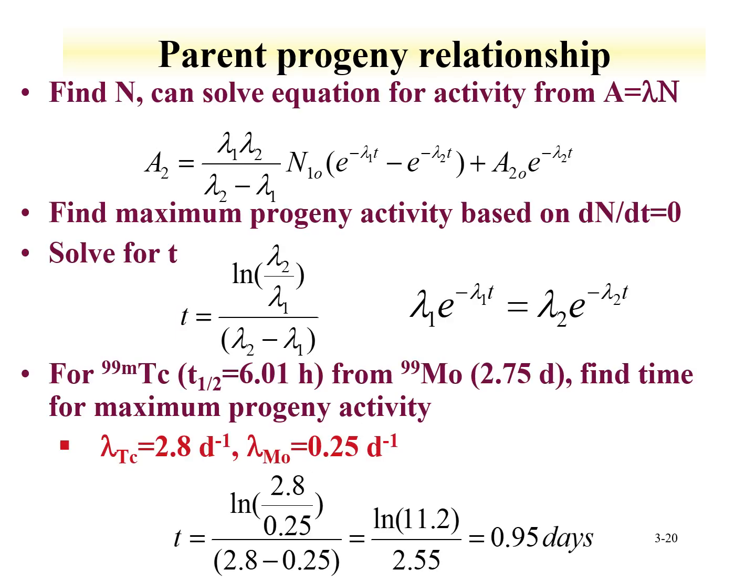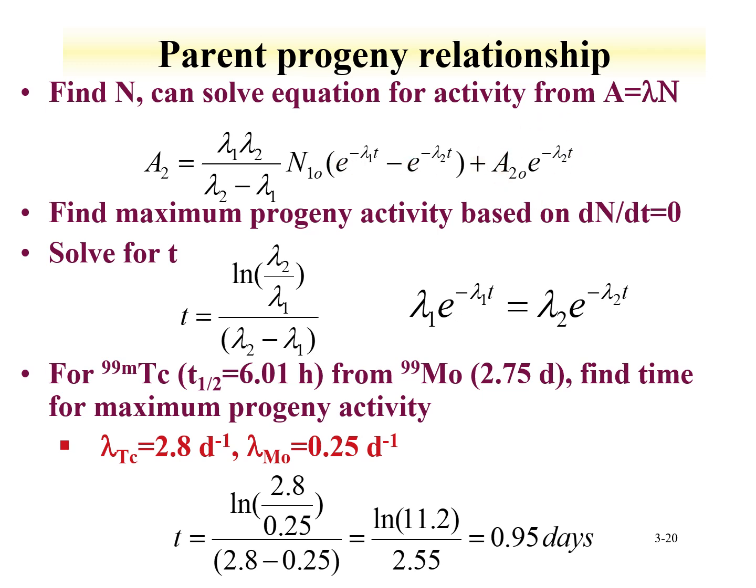Now, since we found N, the number of atoms, we can solve this equation for determining the activity of the progeny at any time by using the relationship between the number of atoms and activity. So activity equals lambda N. So we multiply this by lambda 2. So we take the term. Again, we have an initial amount of the parent, and now we have the progeny term.